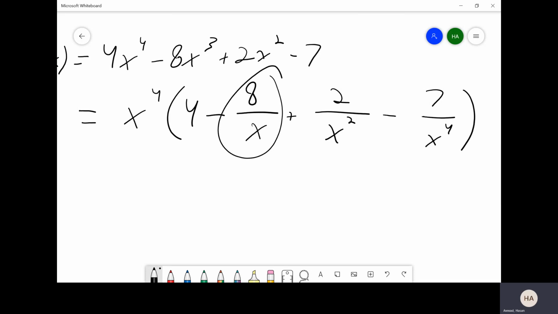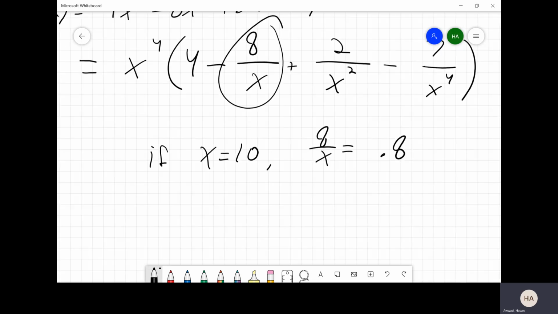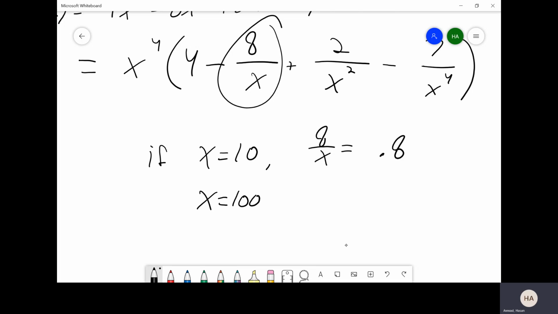Let's just talk about 8 over x. What happens if x is 10? Well, if x equals 10, then 8 over x gives you 0.8, right? Because then you would have 8 divided by 10, that gives you 0.8, okay? If x is 100, then 8 over x is going to give you 0.08. Notice that it already got substantially smaller, right? Like it was pretty close to 1, and now it's way closer to 0 than it is to 1.